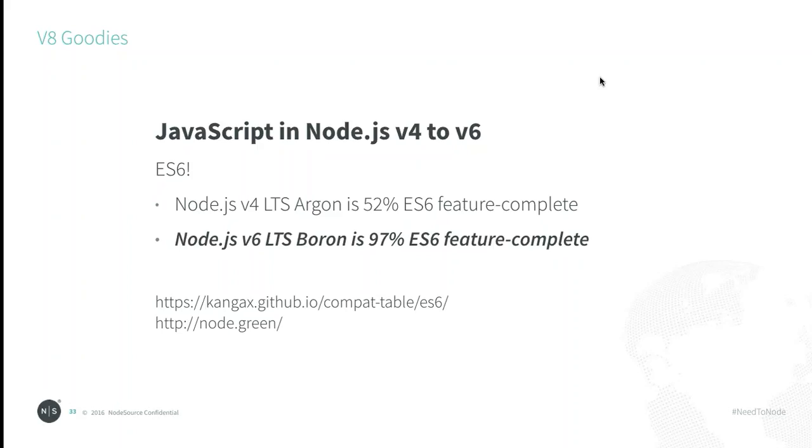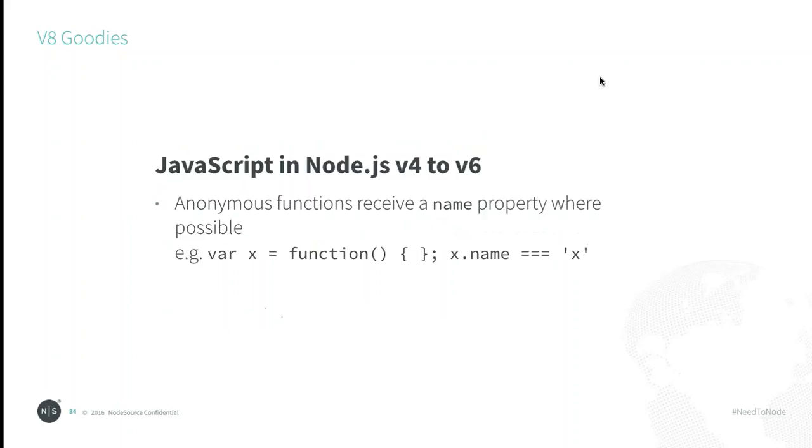You can look at Kangax's compatibility table. That's the canonical source for these tests. Or there's a new site called node.green, and it'll show you some information there. And it actually shows you what you can do with feature flags as well. So if you enable Harmony flags on the command line, you can get access to some pre-release goodies in V8. So that's some sites to look up.